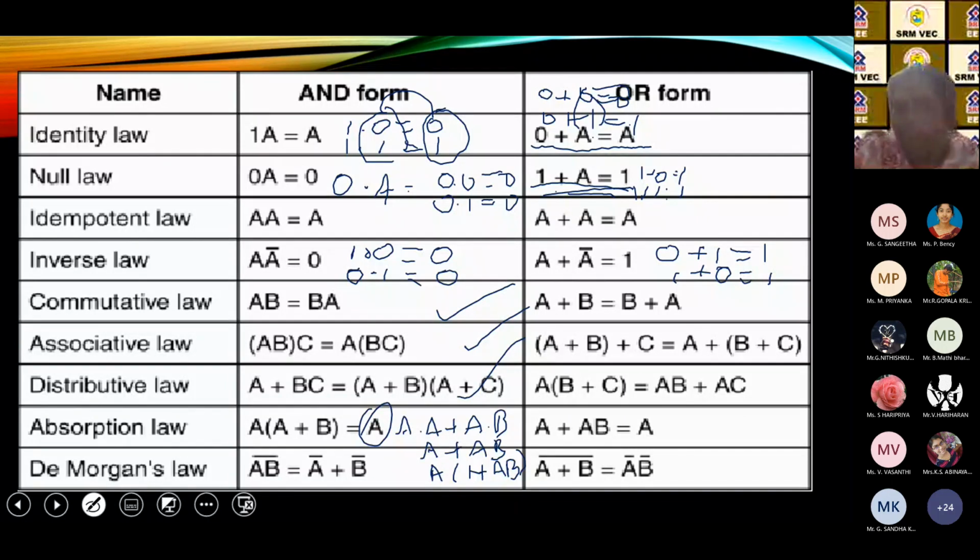In this case, very simple, take A outside, you will get 1 plus B. So 1 plus B is 1, into A, A into 1 is A. Next is De Morgan theorem.